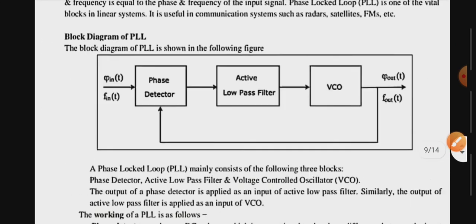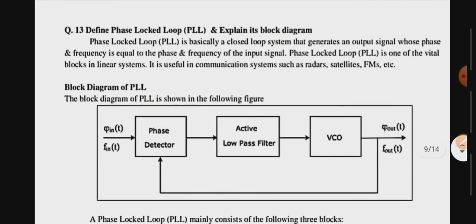Then we will discuss the design of a PLL based circuit, phase lock loop. So in the second year also, in high speed electronic devices, we have discussed what is PLL. PLL is basically a closed loop system which generates an output signal whose frequency and phase are equal to the phase and frequency of the input signal. So the function of PLL is to lock the output frequency and phase with that of the input frequency and phase.